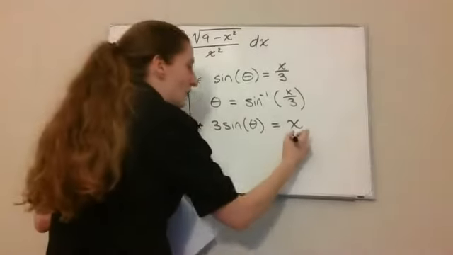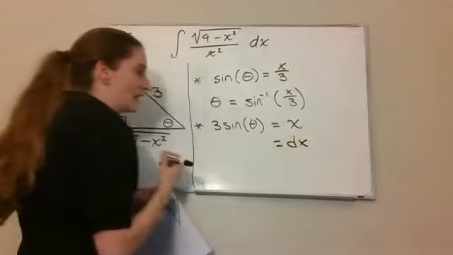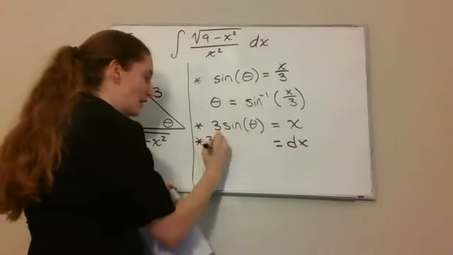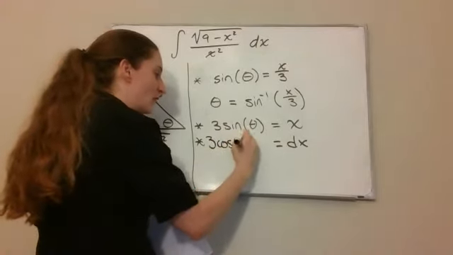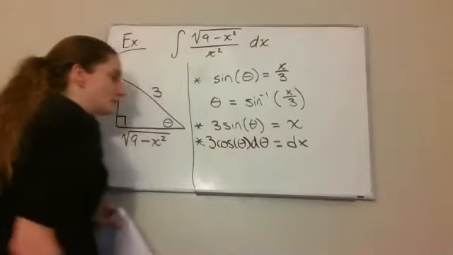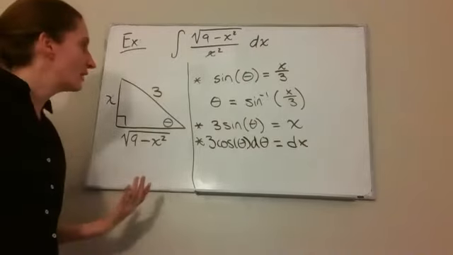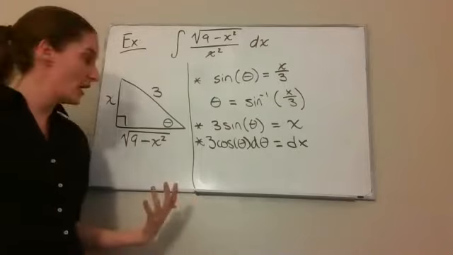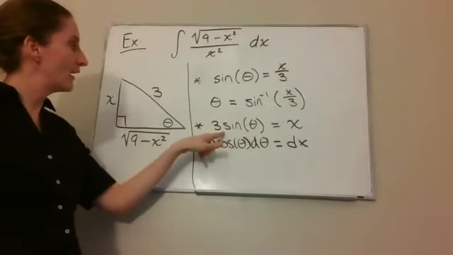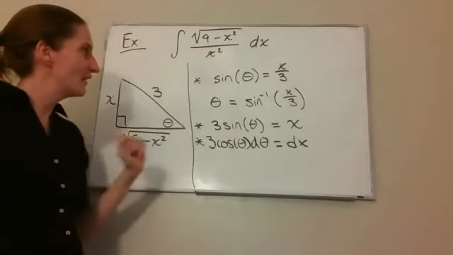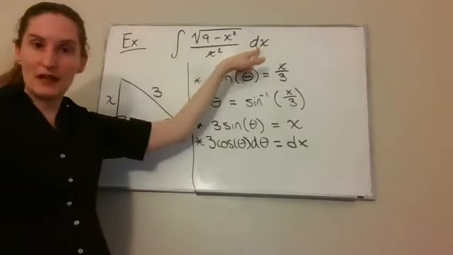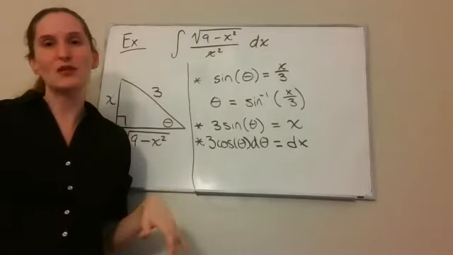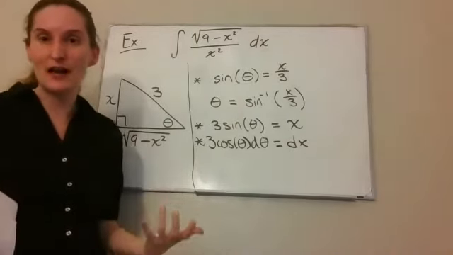I also need to know what dx is. Well, that's just the derivative. The derivative of 3 sine theta is 3 cosine theta d theta. And now if I look at what I have in my integral, technically we can just go ahead and do our substitution now. I could plug in 3 sine theta for all of my x's, and I could plug in 3 cosine theta d theta for dx. It'd be kind of complicated under that square root, but you could use your trig identities to simplify it.